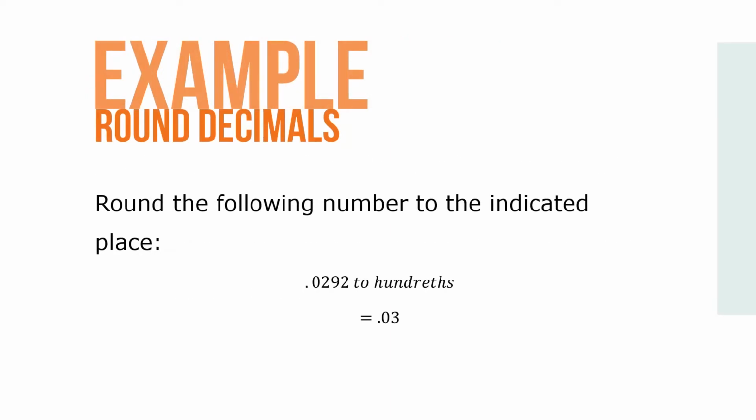Let's take a look at rounding by way of an example. Round the following number to the indicated place. 0.0292 to hundredths would equal 0.03.